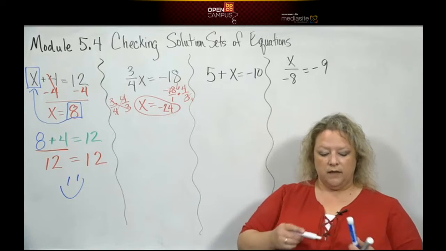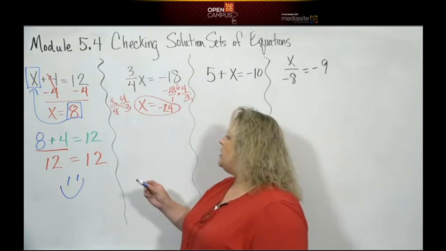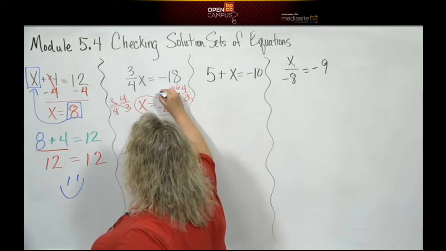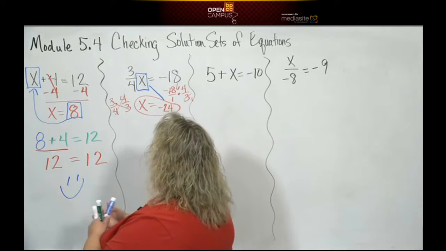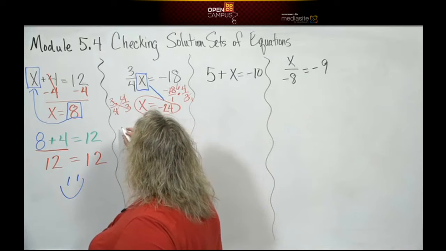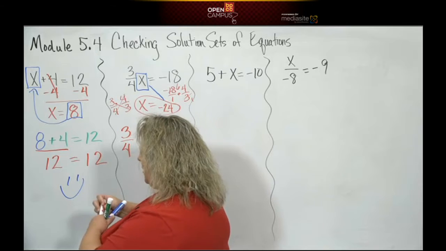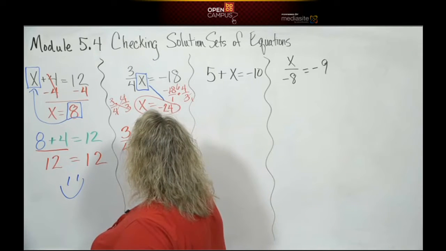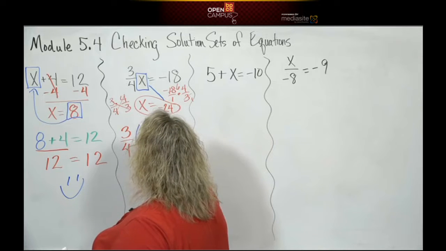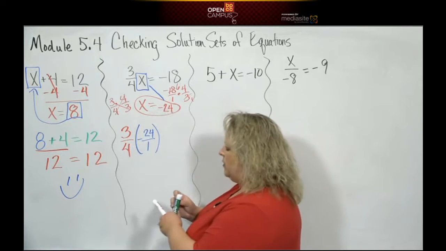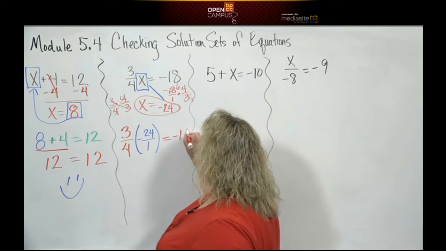So now let's see if all that work really pays off. So I'm going to do my substitution. I'm going to substitute that negative 24 right here. Okay, so I have 3/4. I'm going to multiply that by my substitution, negative 24. And remember that it's a real number, so you can put that little spirit 1 that I like to do, is equal to negative 18.